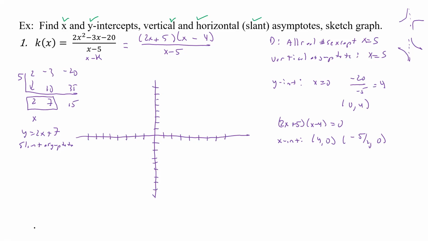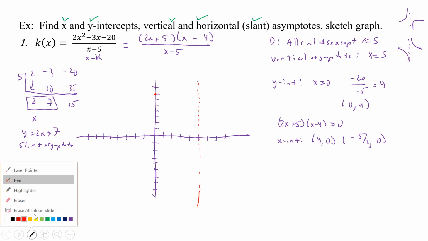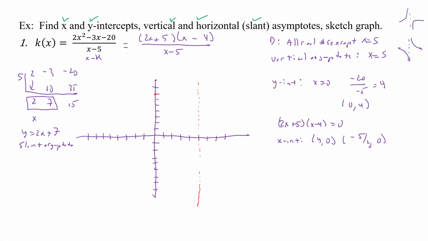All right, so we have a vertical at x equals 5. So 1, 2, 3, 4, 5. Okay. And then we have another one at a slant at y equals 2x plus 7. So at 7, 1, 2, 3, 4, 5, 6, 7. And so we'll have that point. And then we're going to go up to, so we don't have enough. We should have had less in the denominator, it looks like, but that's okay. Let's go a little higher.